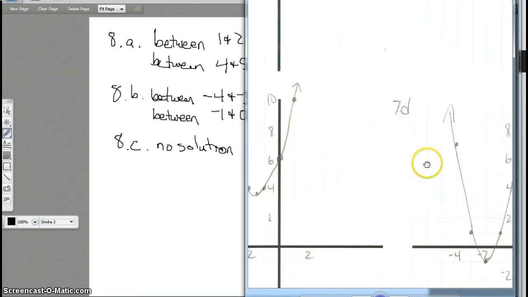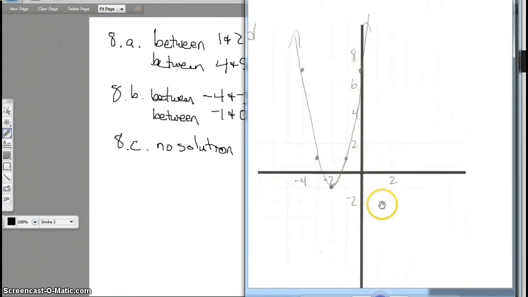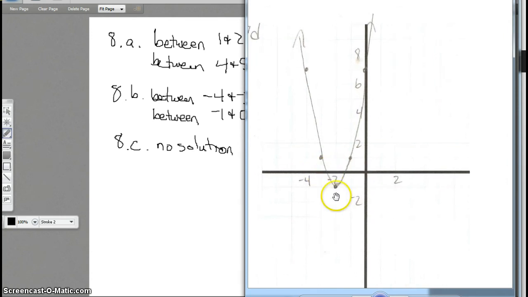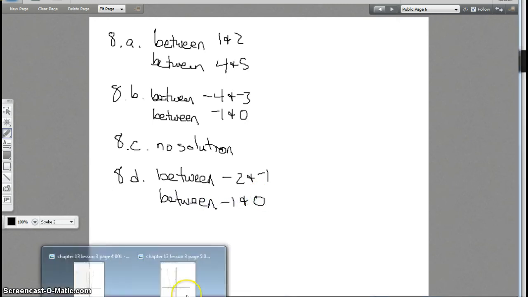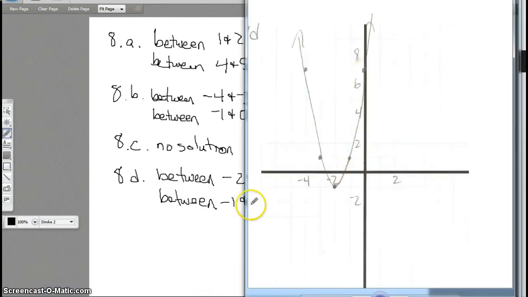So now we're going to look at part D. And like most of these, it crosses the x-axis twice. We can see it's here in between -3 and -2, and then it crosses again between -2 and -1. So for 8D, I'm going to write between -2 and -1, and also between -1 and 0. So let's go back and check that. Oh, not between -1 and 0. I'm sorry, I take that back.